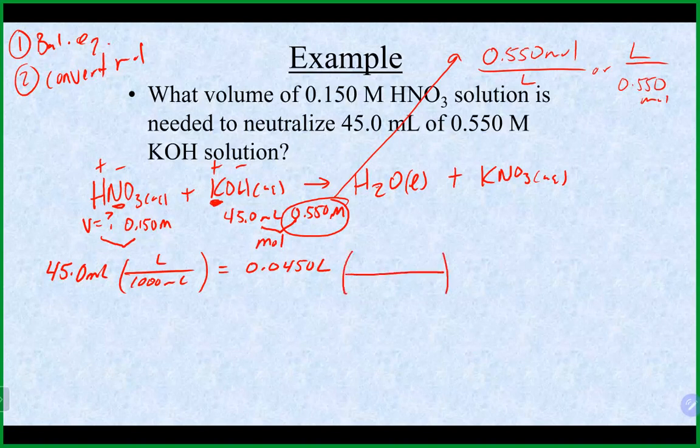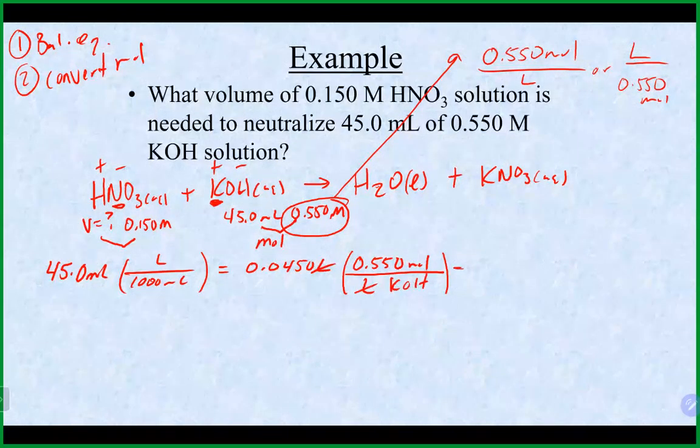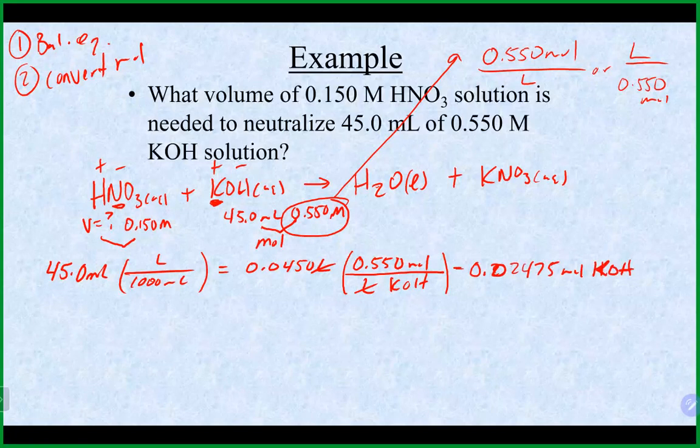So using the molarity here of our base, 0.55 moles per liter of KOH, the liters will cancel, and that will get us 0.045 times 0.55. Going to give us 0.02475 moles of the KOH in this case. Now that is moles of KOH, which is really not what we need in this case, because ultimately we're looking for the volume here of HNO3.